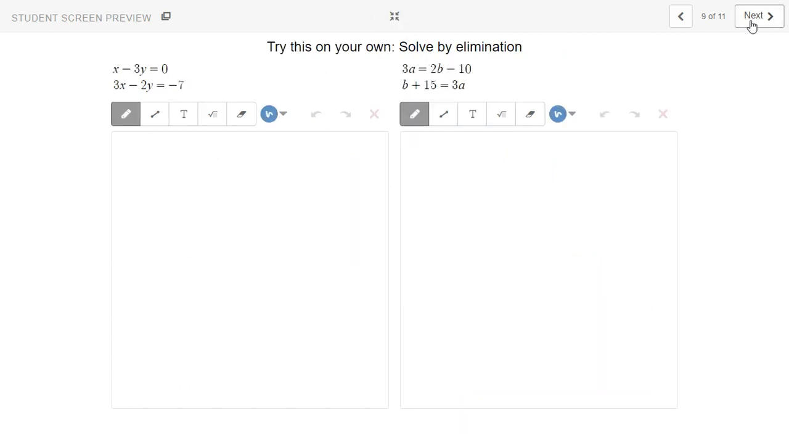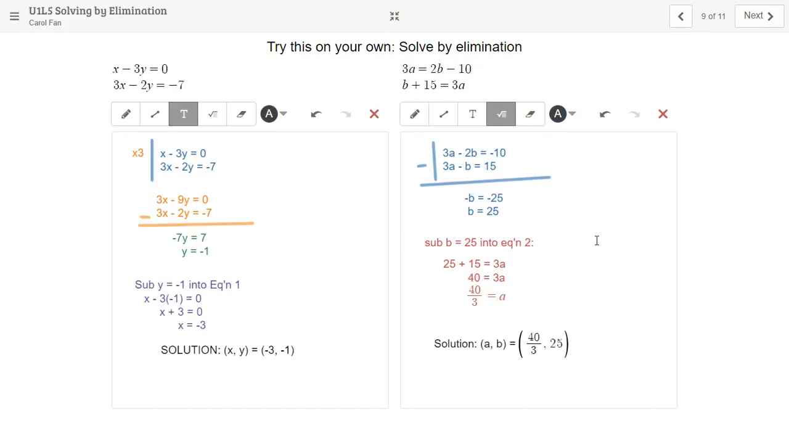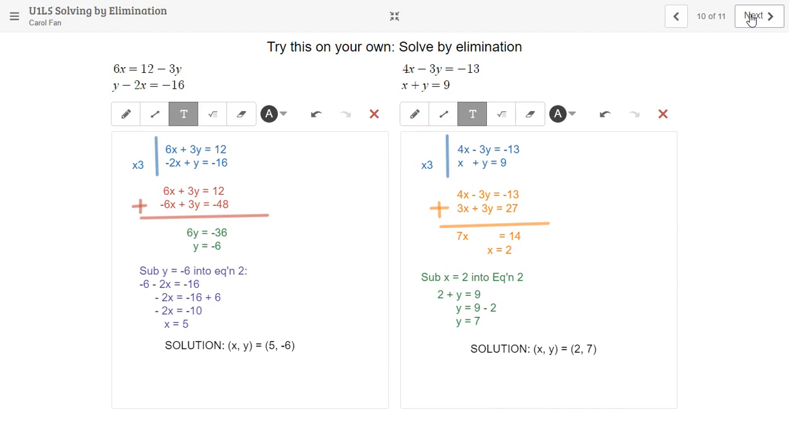Right. Slides 9 and slide 10, I'd like you to try this on your own. Pause the video and I'll show you the solution in a bit. Right, solution to slide 9 and solutions to slide 10.